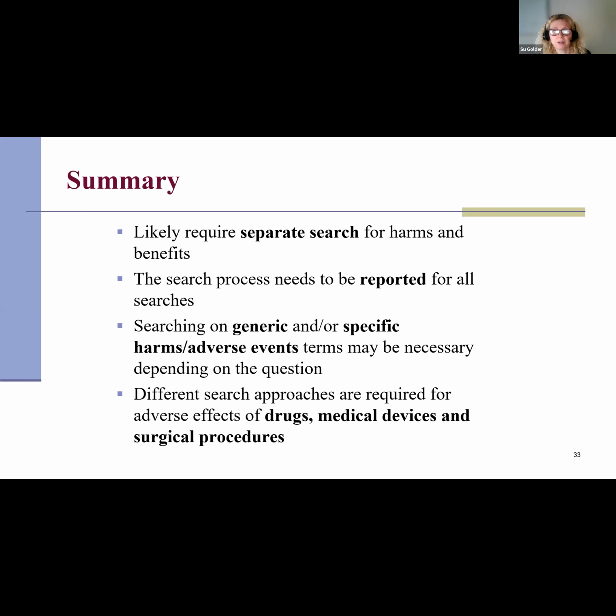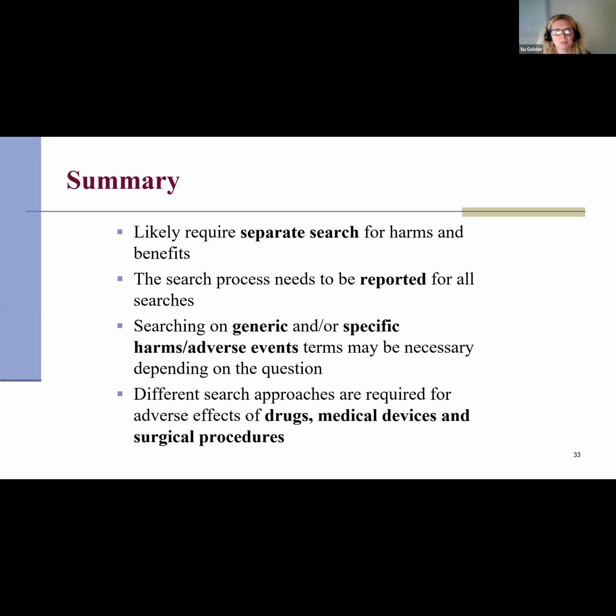So in summary, I recommend that for 99% of the time you'll need a separate search for your harms and your benefits. And they both need to be reported just as well as each other. So we always aim to be transparent and reproducible with our systematic reviews, and so don't just report the search strategy you did for your benefits. You also need to report the search strategy well for your harms as well.